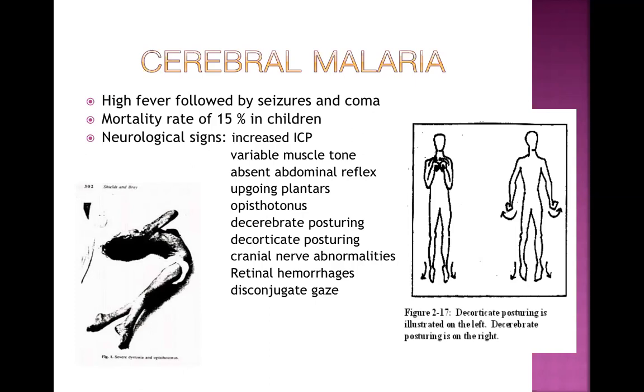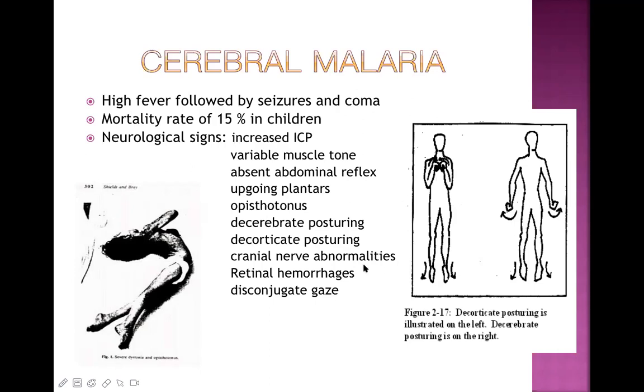Upgoing plantar, also known as Babinski sign, is quite common here. Opisthotonous position occurs because of extreme rigidity. Decerebrate or decorticate posture. Look at this picture here. This is decorticate posture and this is decerebrate posture. In decorticate posture, the upper limbs are flexed, and only the lower limbs are externally rotated and extended. But in decerebrate posture, all four limbs would be extended and rotated outside. This is called opisthotonous position. Tetanus is another disease which may present in the same way.